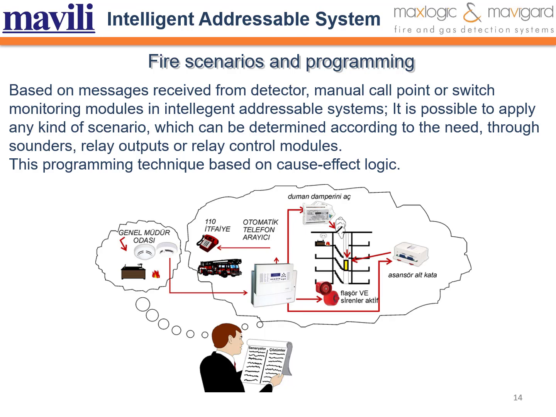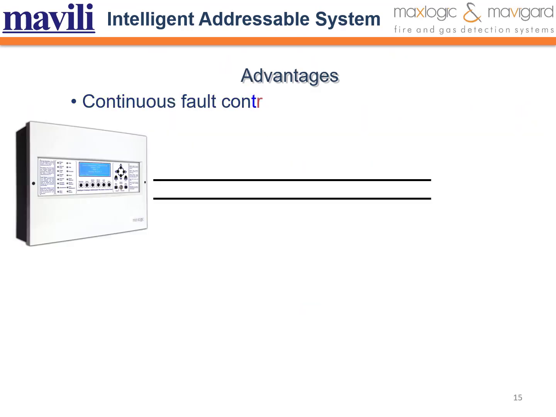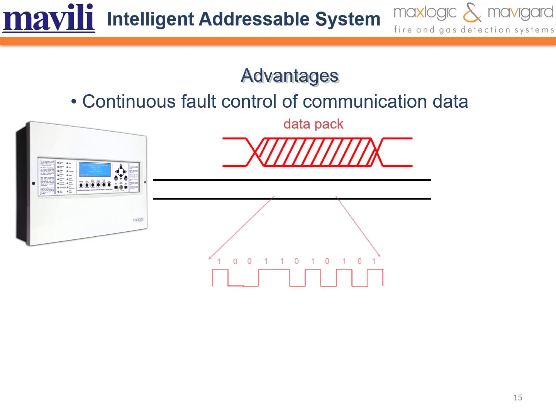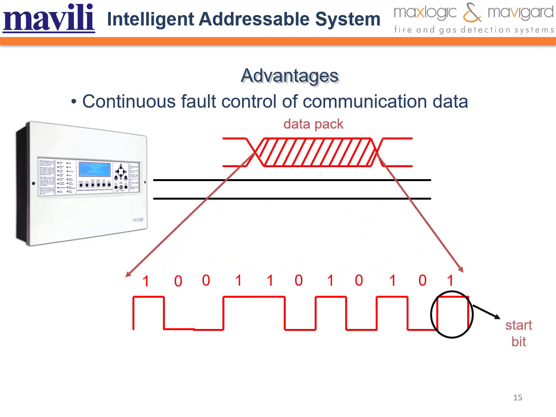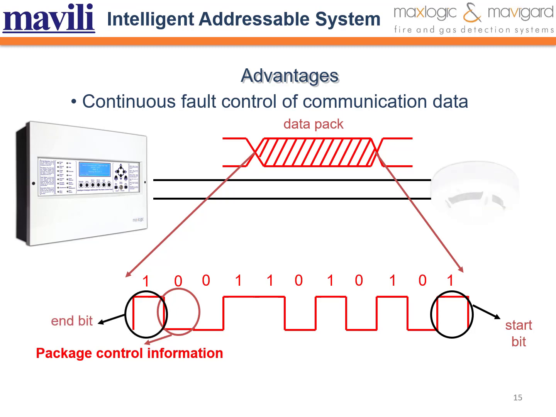What are the addressable system's advantages? Data transmission in the addressable system is done with logic circuits, logic 1 0 1 0, in a sequence that continues in that format. However, in the event of a fault, this signal pattern will be disrupted. Transfer of communication data with logic circuits provides much faster transfer and continuous control of data.